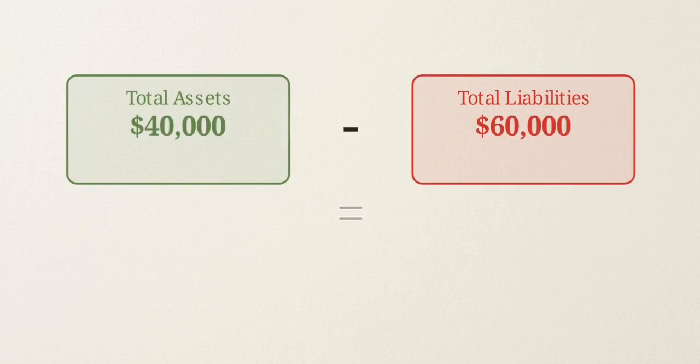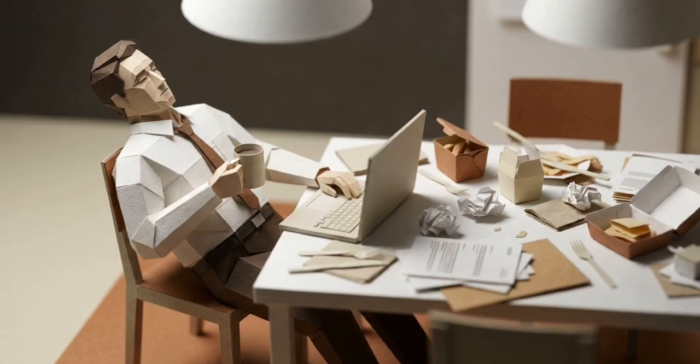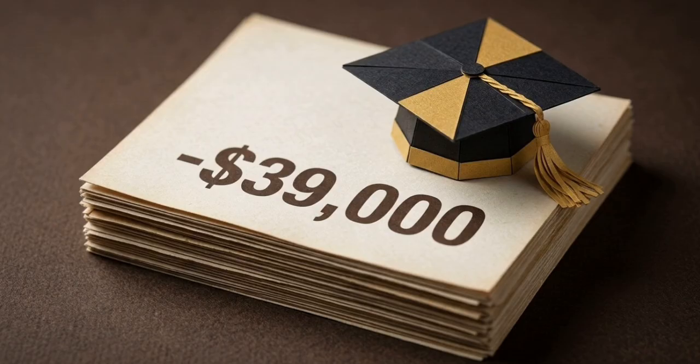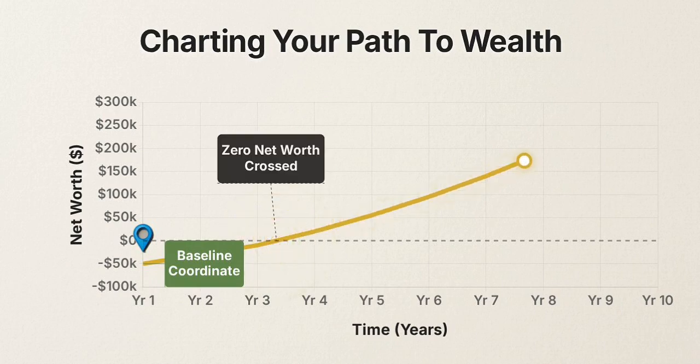If you have $40,000 in total assets, but $60,000 in liabilities, subtracting the debt leaves you with a net worth of negative $20,000. If your result is negative, you're in good company. According to the Federal Reserve, the median net worth for households under 35 is less than $39,000, driven largely by student debt. Treat a negative net worth as your baseline XY coordinate. It marks your starting position on the map, providing a fixed reference point to measure your progress toward wealth.